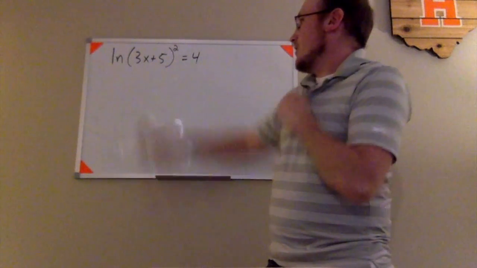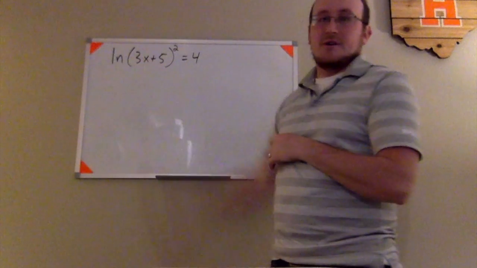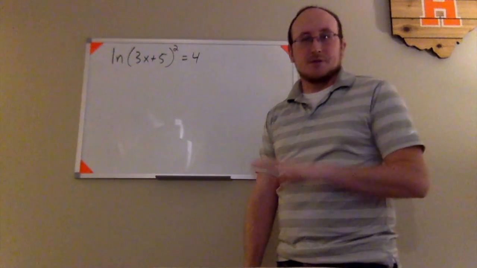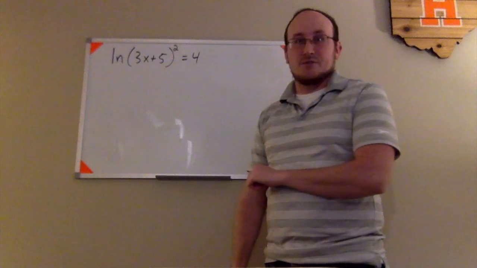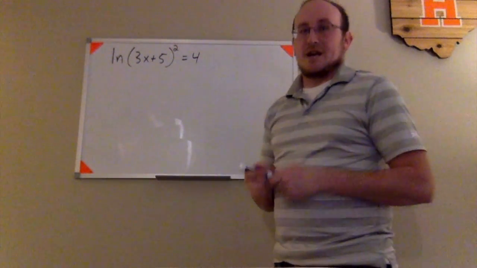So if I went ahead and solved that to figure out what x couldn't be, I would have negative 5/3. So as long as x isn't negative 5/3, I'm good here. Any other values of x should be just fine for this one because of the squared. So let's go ahead and solve this.